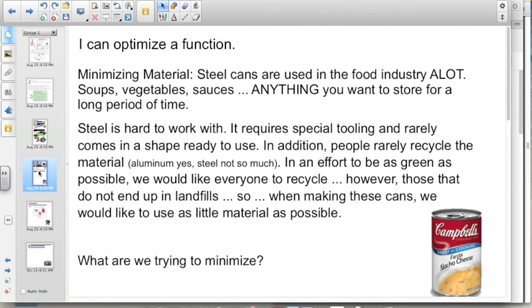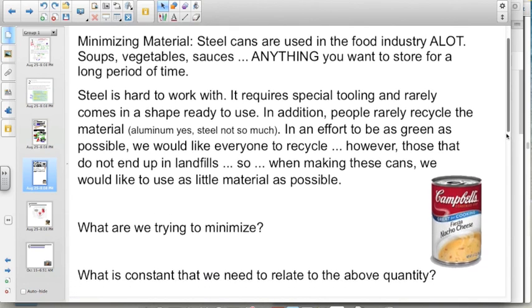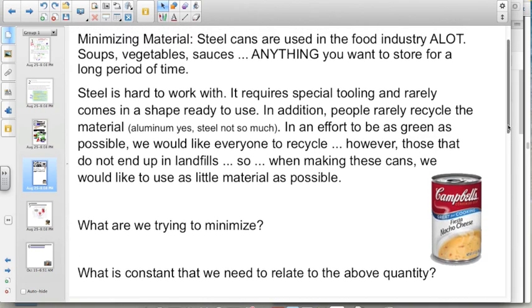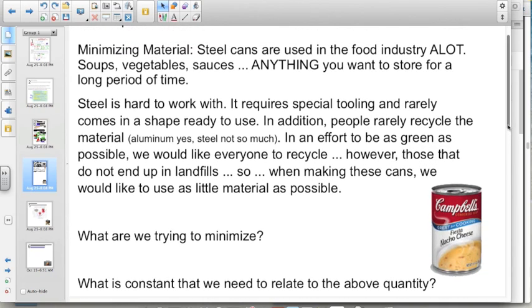So slight career change. We're no longer working at Amazon. We're working at Campbell's. And Campbell's soup cans are made out of steel. And we know we use steel cans a lot, right? For anything we want to keep for some period of time. So fruits, vegetables, soups, sauces, anything.